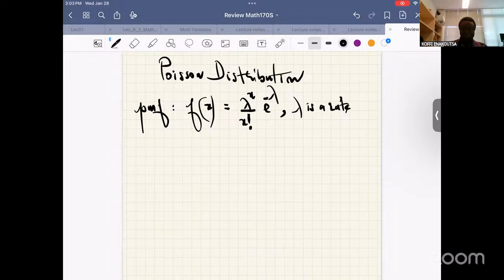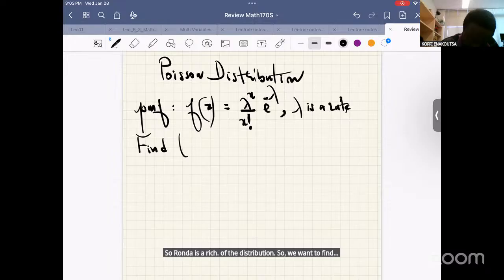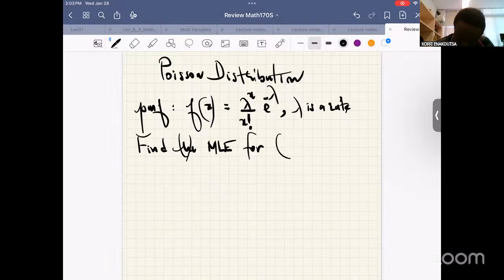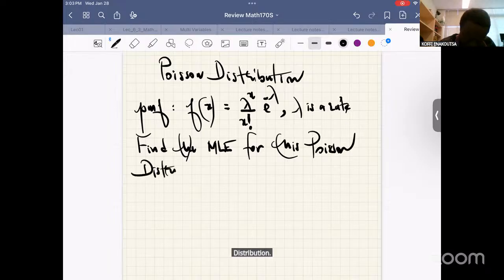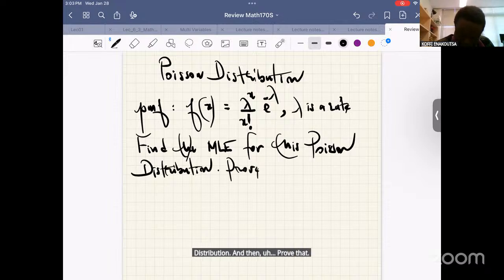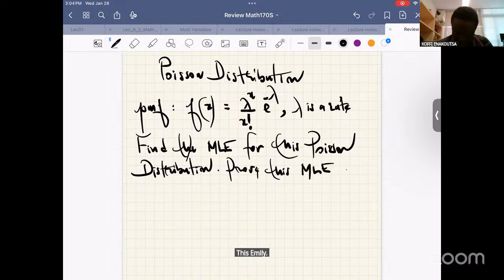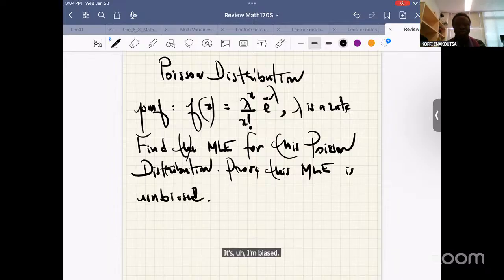So lambda is the rate of the distribution. We want to find the MLE for this Poisson distribution, and then prove that this MLE is unbiased. Okay, so let's do that.